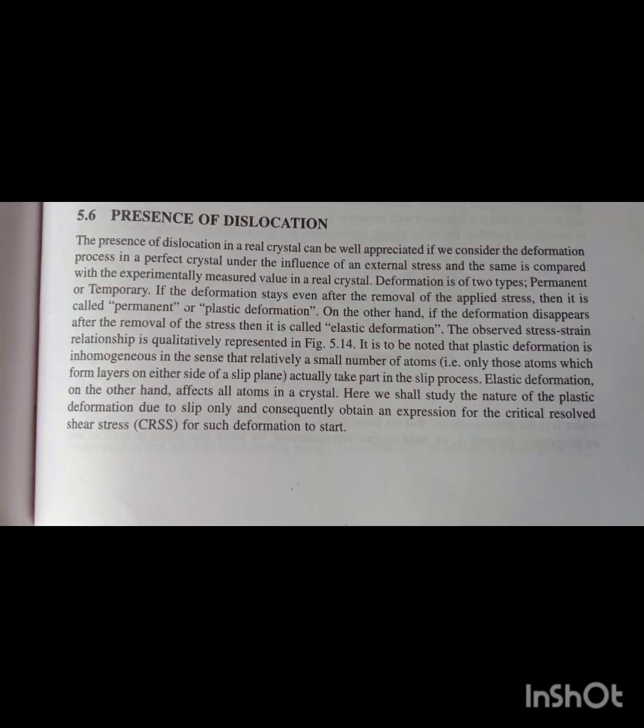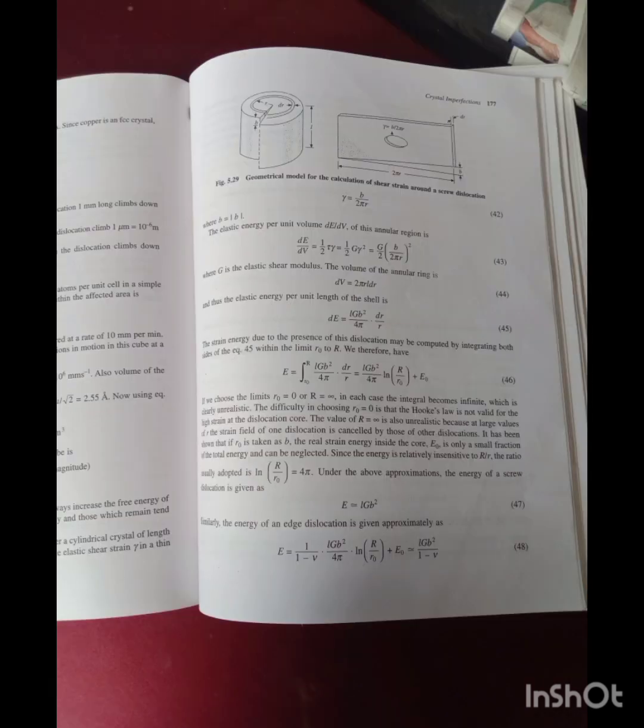This resolved shear stress, when it reaches a critical value, is called the critical resolved shear stress, CRSS. For plastic deformation to start, this is given by τ_C equal to σ_C cos φ cos λ. For aluminium, from the typical measured value of σ_C, we find that τ_C is approximately equal to 10 raised to 7 Newton per meter square.